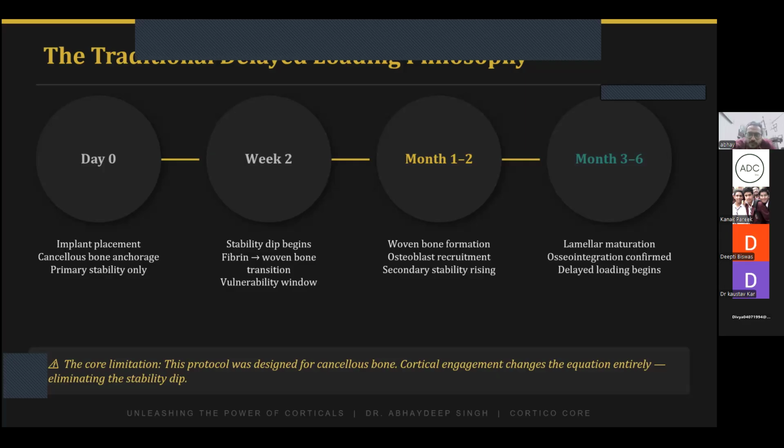Now, you have to wait for 3 to 6 months. You want that woven bone formation around the implant to get converted into lamellar bone. You want lamellar maturation, you want osseointegration, then only you'll get the confidence of loading that implant. Because ultimately you have to load the implant. You cannot wait longer and longer. You cannot keep on asking the patient to avoid loading for another 2 months or another 3 months or another 6 months. You have to ultimately load the implant.